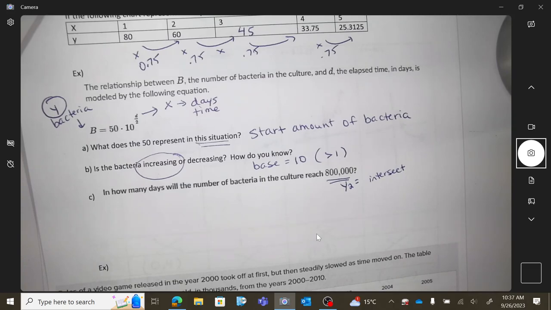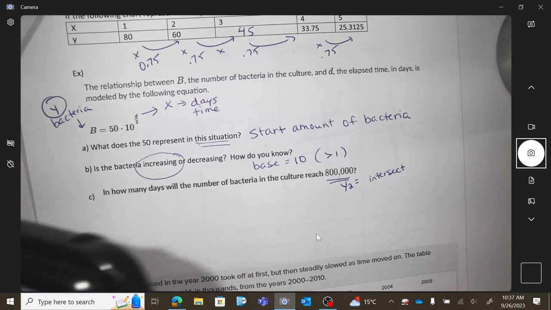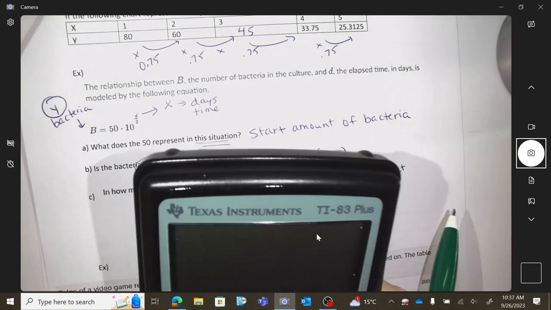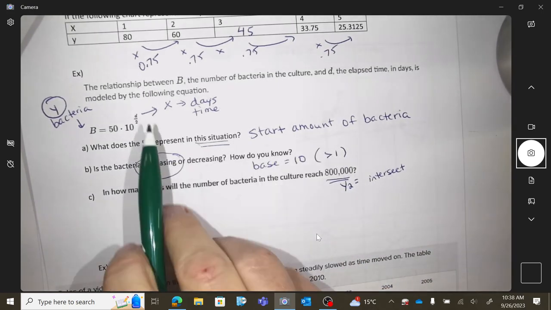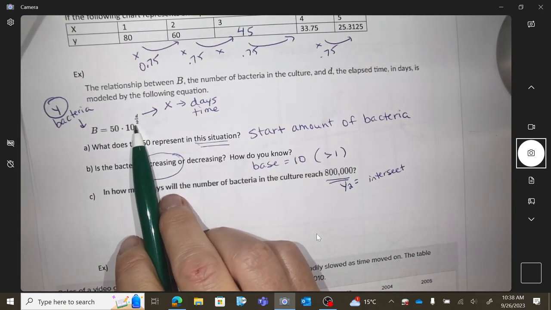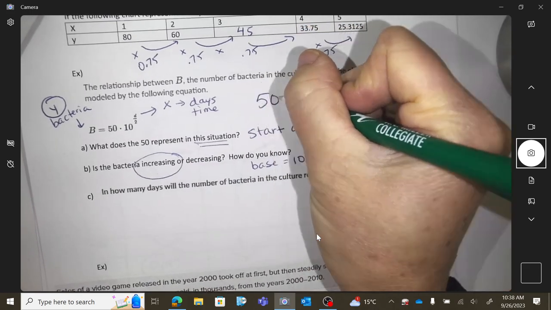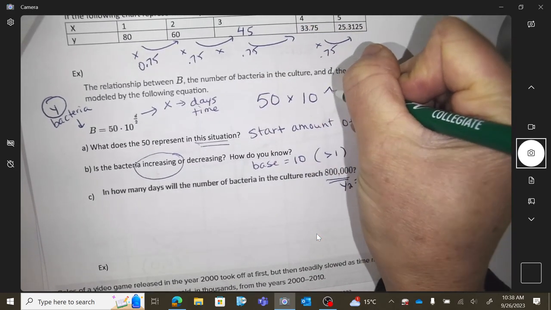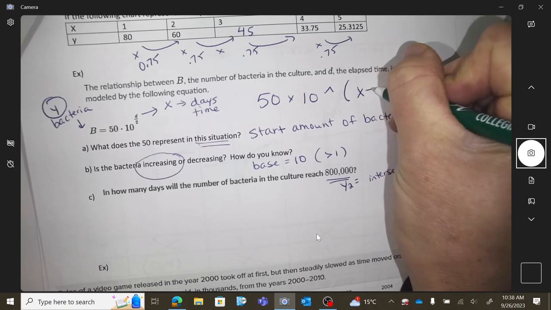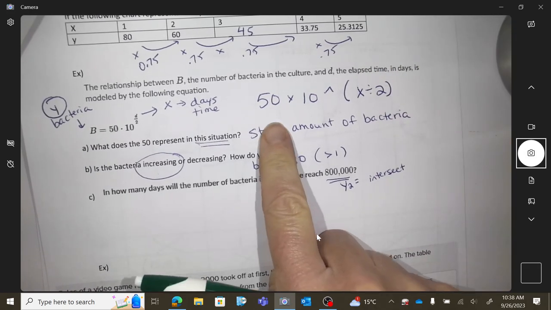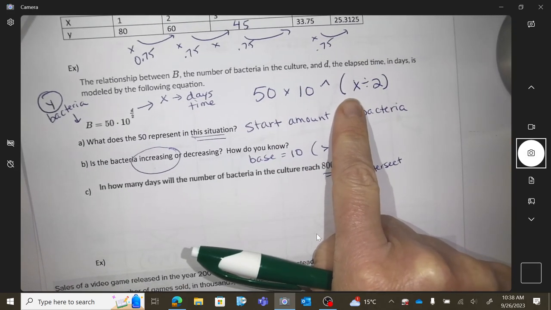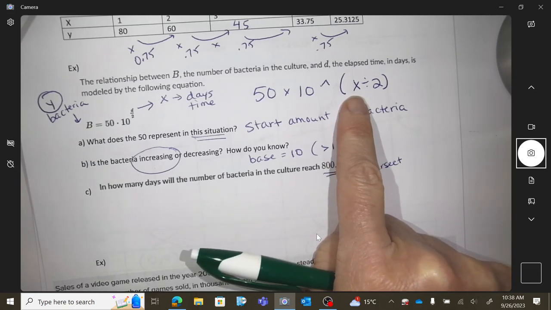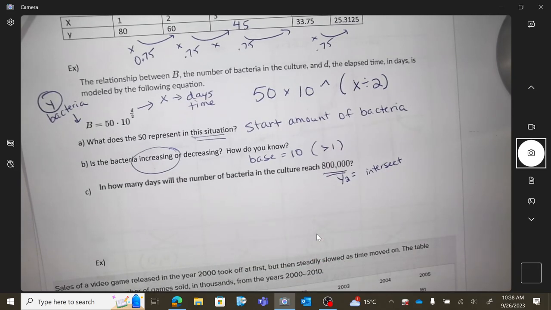Okay, and you have to have all this calculator stuff memorized. You're not going to get a paper on this one. When you type this one in, you have to have brackets on that. So 50 times 10 to the brackets x divided by 2. You have to type it in like that with brackets or else it's going to go weird.